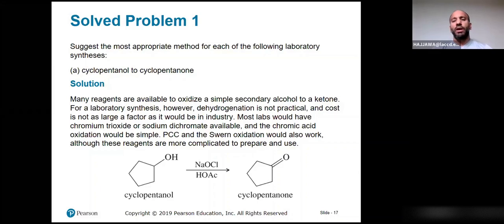Here's a question asking to propose a method to go from cyclopentanol to cyclopentanone. Given the fact it's a secondary alcohol, the cheapest way to do it is to use the green method, that is sodium hypochlorite and vinegar, which is acetic acid. So that will take it to the ketone structure.